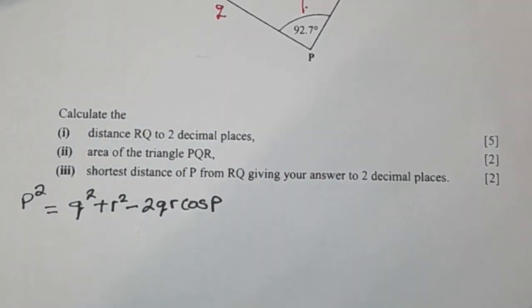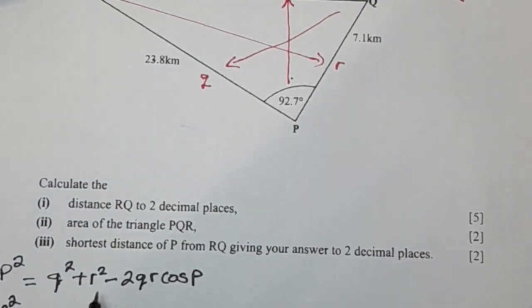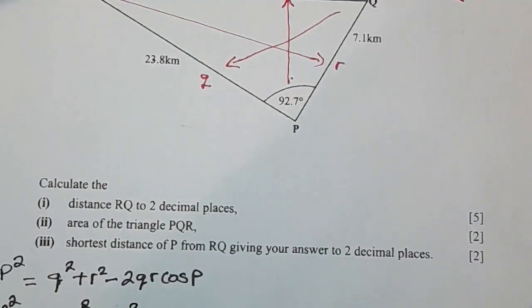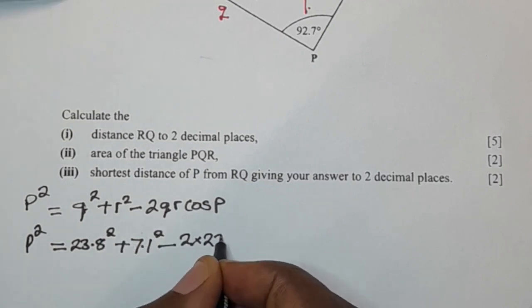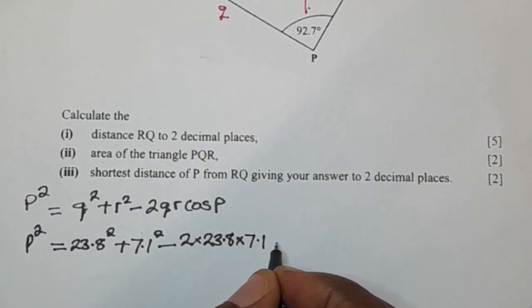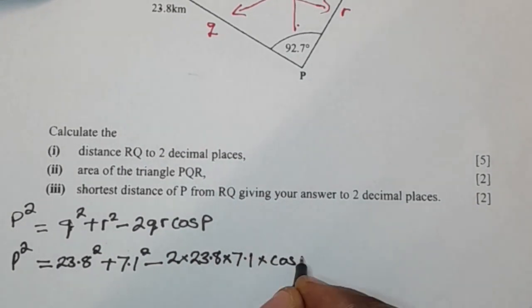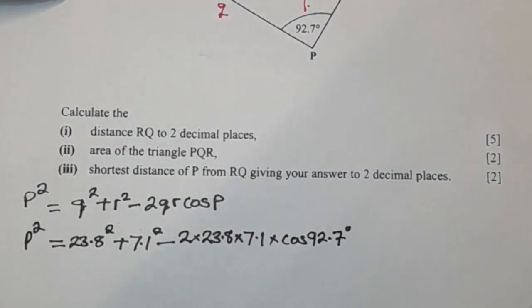Now we need to replace. We are looking for p squared, so p squared is equal to q squared. q is 23.8, so we have 23.8 squared plus r squared, and r is 7.1, so 7.1 squared, minus 2 times q, which is 23.8, times r, which is 7.1, times cos P. P is the angle there, 92.7 degrees.